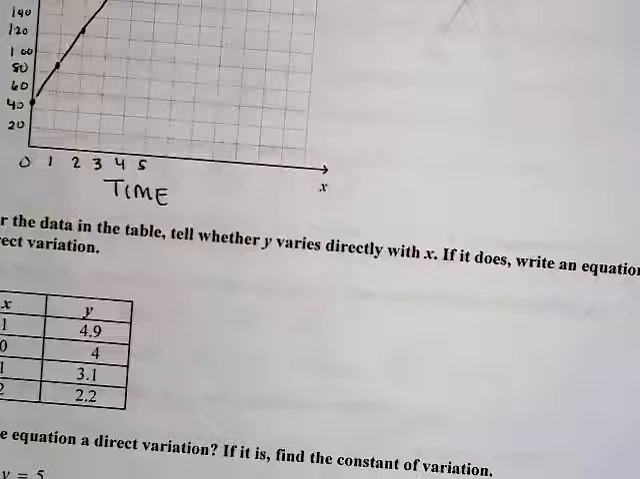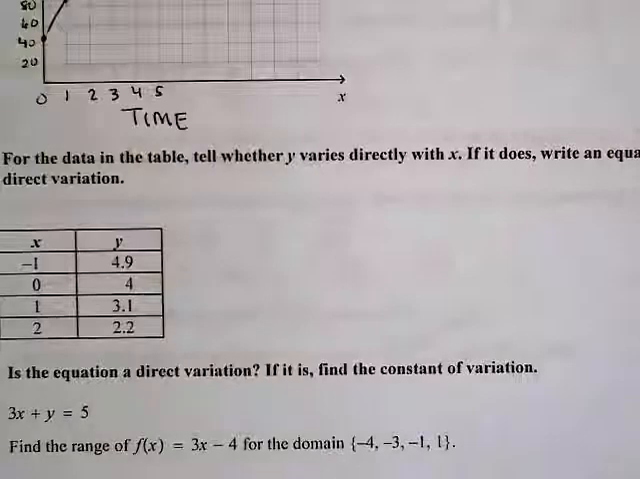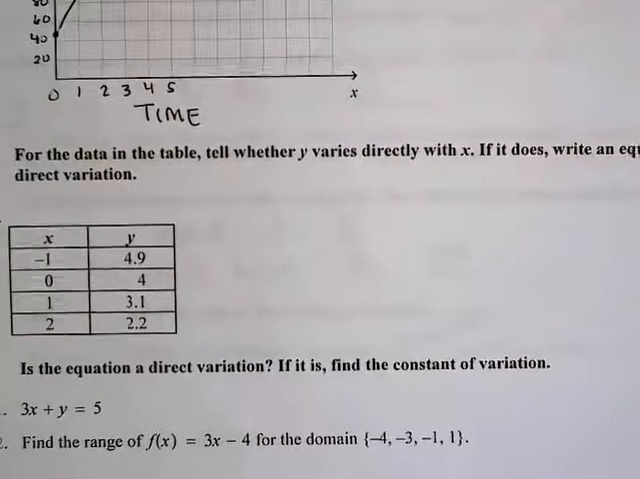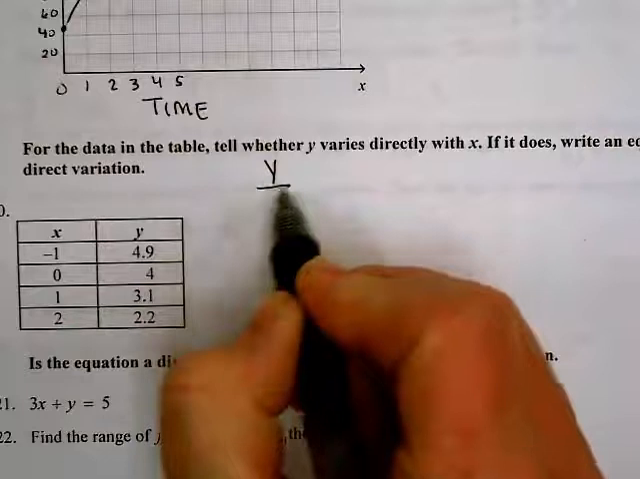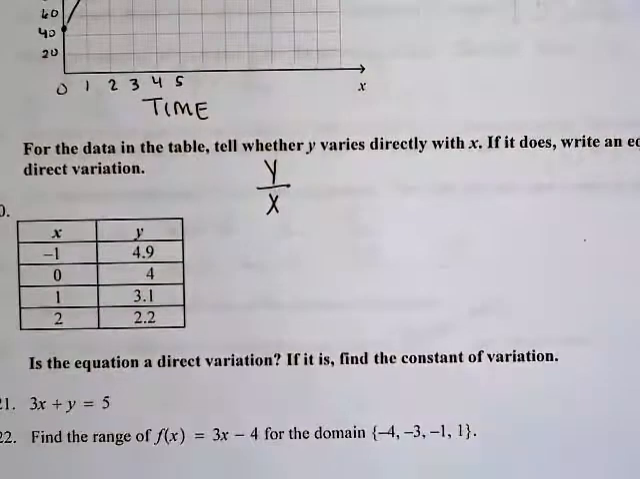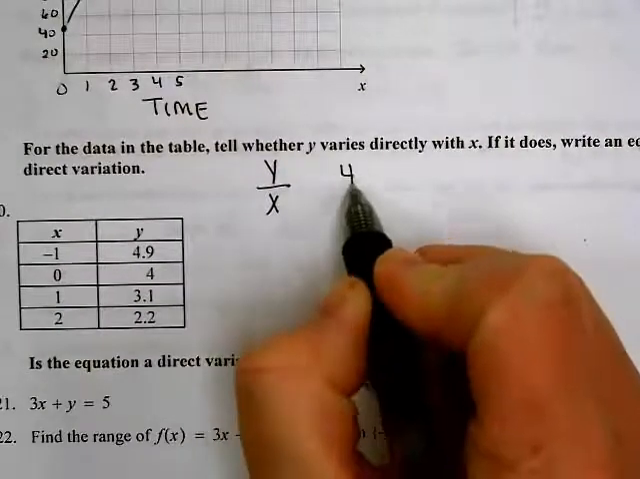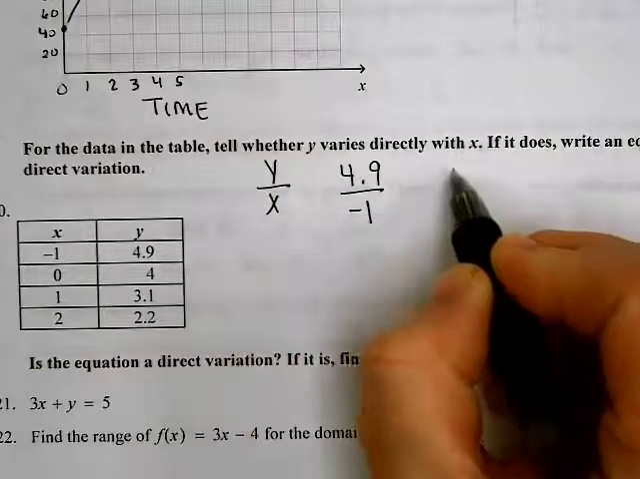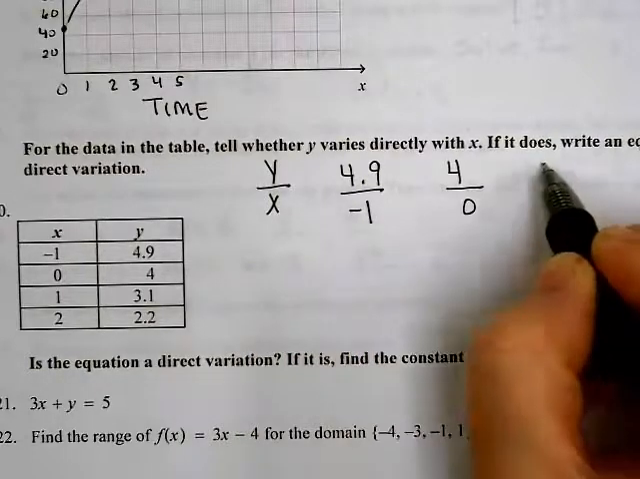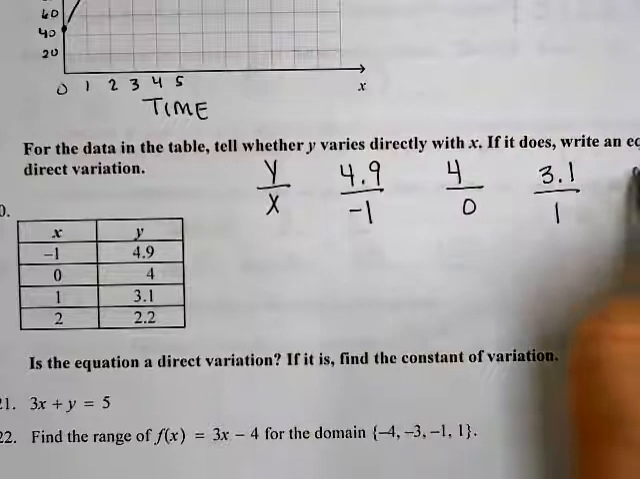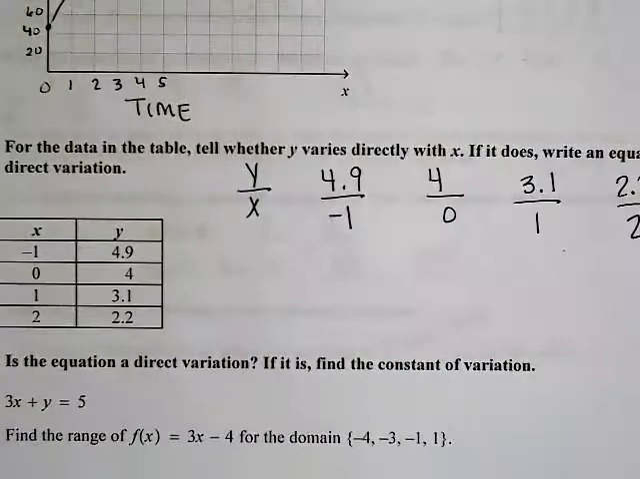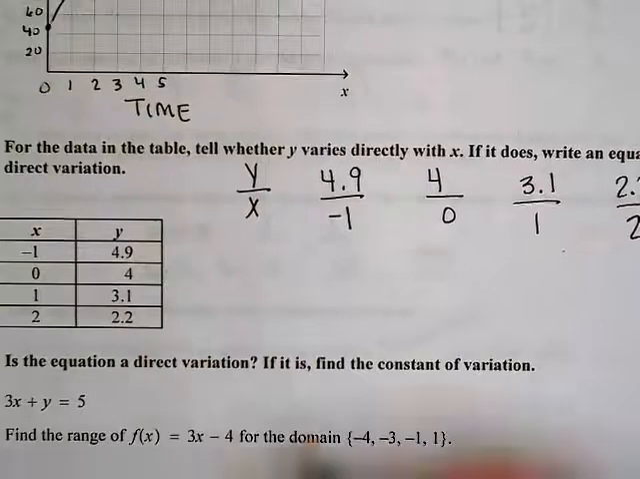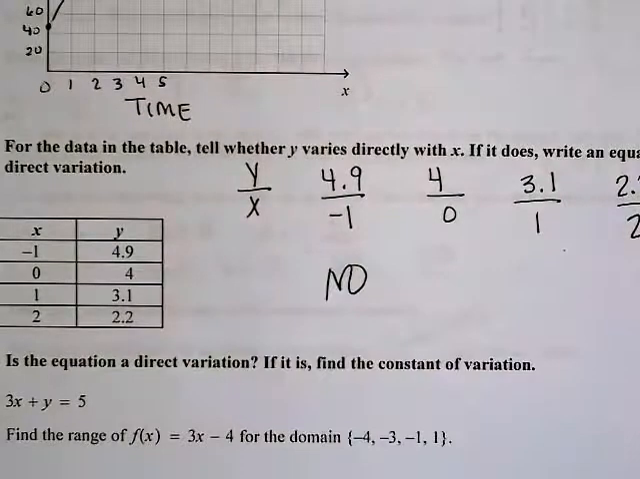Okay. For the data in the table, tell whether y varies directly with x. How do you know that? What do we do for number 20 to decide whether it's yes or no? You need to make ratios in the form y over x. So the first one is 4.9 over negative 1, 4 over 0, 3.1 over 1, and 2.2 over 2. Now, do these all have the same value? No. So this is not a direct variation.